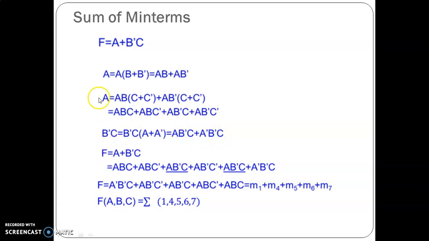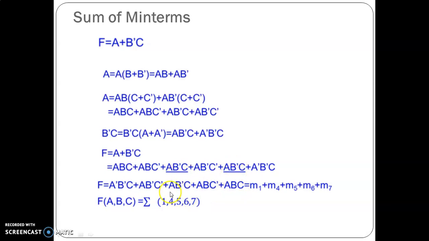Now function f is the sum of these two expressions. So it is equal to ABC plus ABC bar plus AB bar C plus AB bar C bar plus AB bar C plus A bar B bar C. So now these two terms are the same. We know x plus x is equal to x.